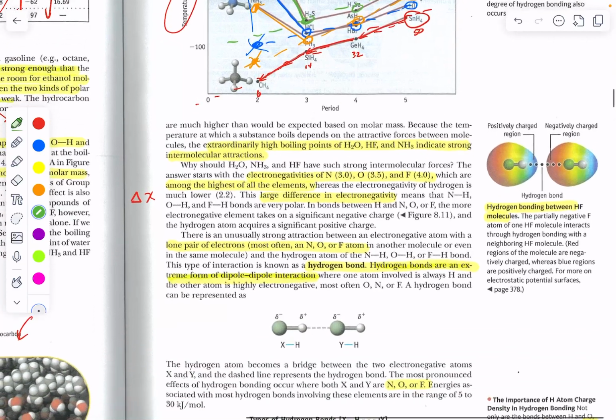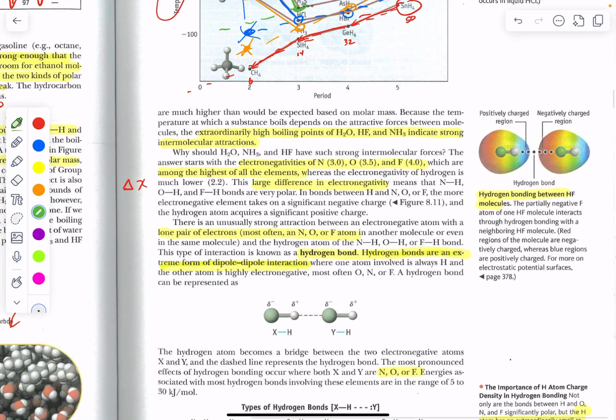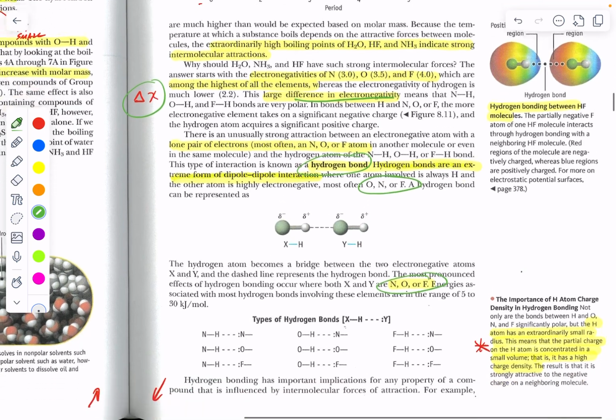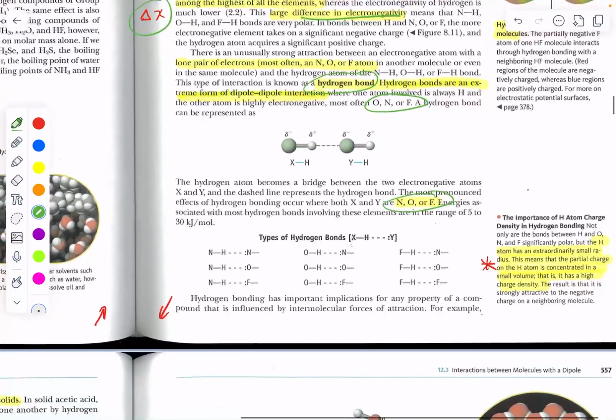And I've already talked about the difference in electronegativity. And here's your definition of hydrogen bonds. It's a super strong dipole-dipole involving NOF, nitrogen, oxygen, fluorine. And here it is again, down here. And here's all your different possible hydrogen bonds.